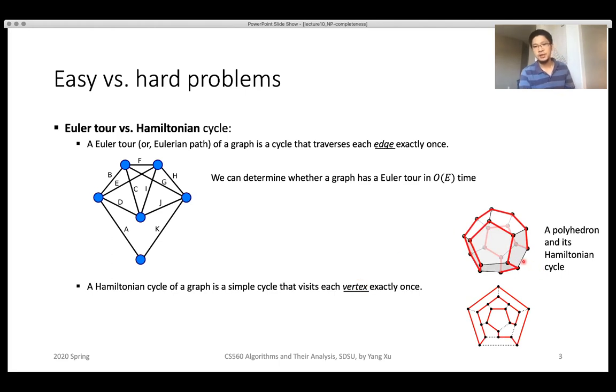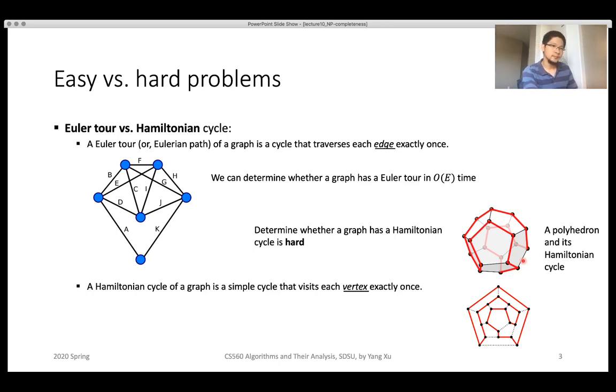For example, in this polyhedron, our goal is to visit each vertex exactly once without visiting it twice. The path highlighted in red is one of the Hamilton cycles. Determining whether a Hamilton cycle exists is a very hard problem. It definitely cannot be solved within linear time. We're not going into deep details about why this is a hard problem. We just want to show that two seemingly similar problems might result in very different solutions or different difficulty natures.